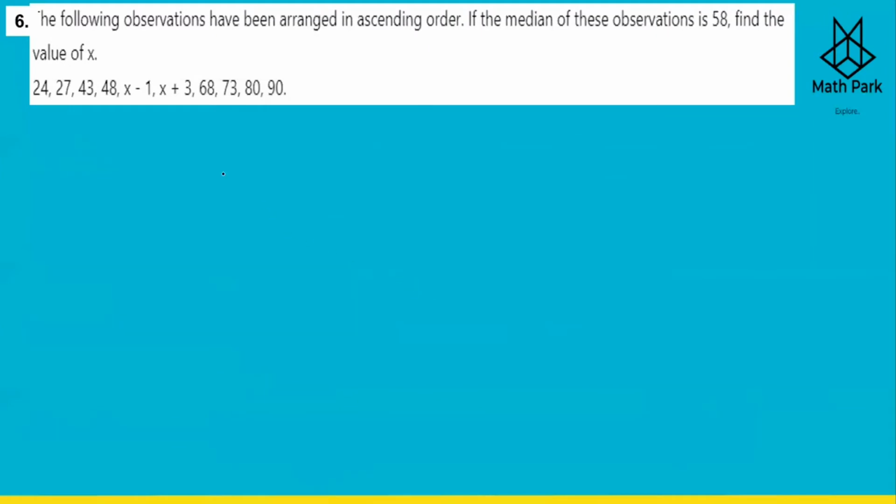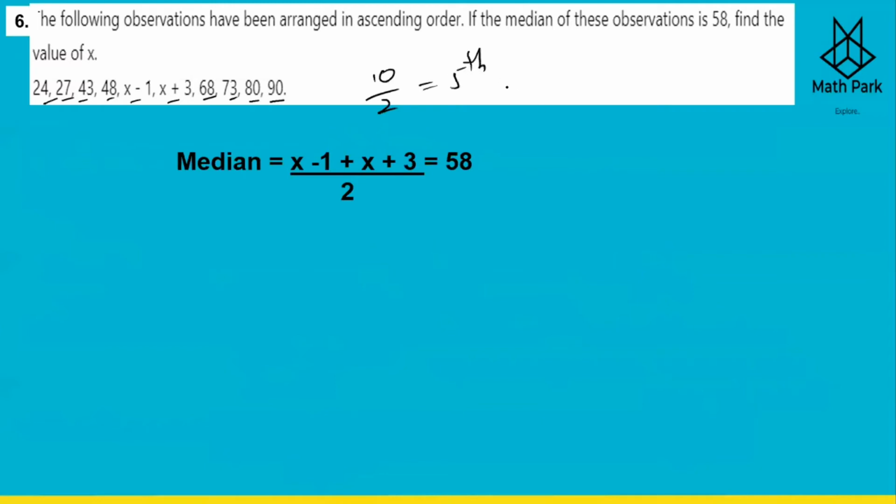Question number 6. The following observations have been arranged in ascending order. The median of these observations is 58. Find the value of x. Now they are arranged in ascending order. The number of observations are, again, look here, 1, 2, 3, 4, 5, 6, 7, 8, 9 and 10. Correct? So if there are 10, then 10 upon 2 is 5, and the median is going to be half of the 5th plus 6th term, right? The 5th term is x minus 1 and the 6th term is x plus 3, so (x minus 1 plus x plus 3) upon 2.